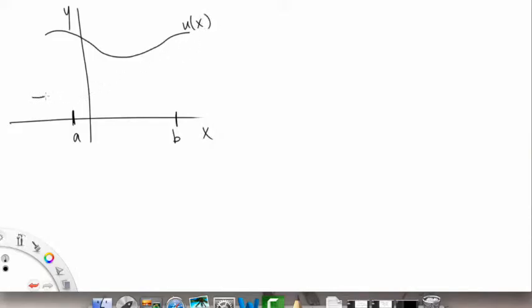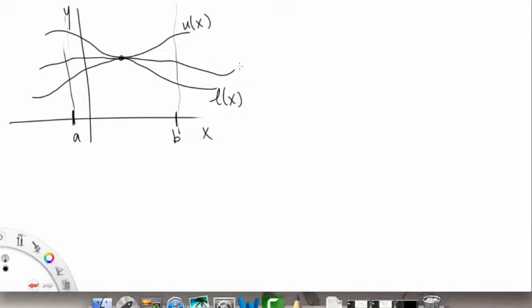And then what if our L of x was like this, and it actually came to the same point on this interval here? So it comes to the same point there, and f of x, which has to stay in between these two functions at all times between a and b, has to squeeze in the middle there, so it has to go through that point as well, okay? So again, this lower function is L of x, the middle one is f of x, that's the one we're concerned with, and u of x is the upper function.